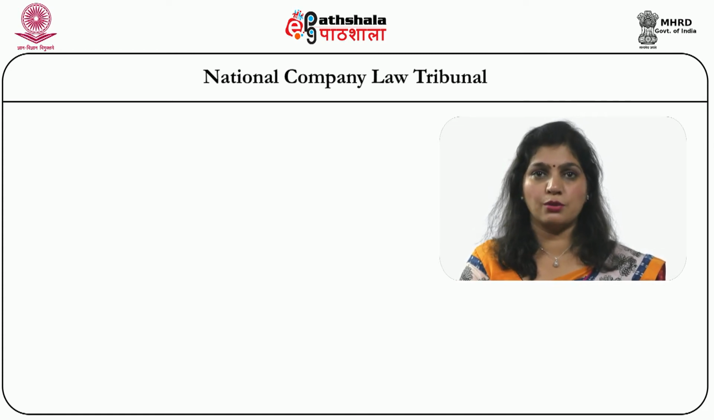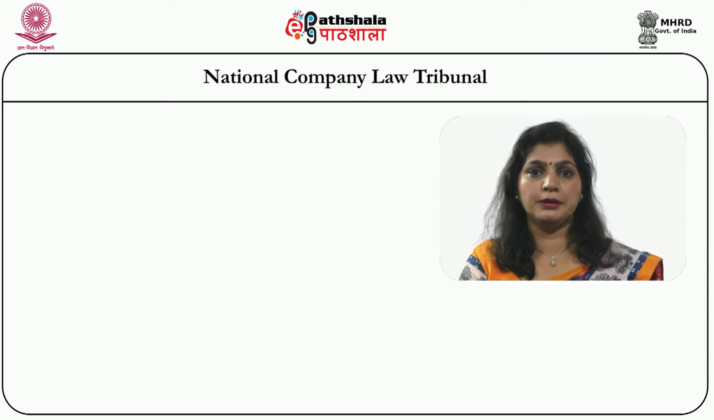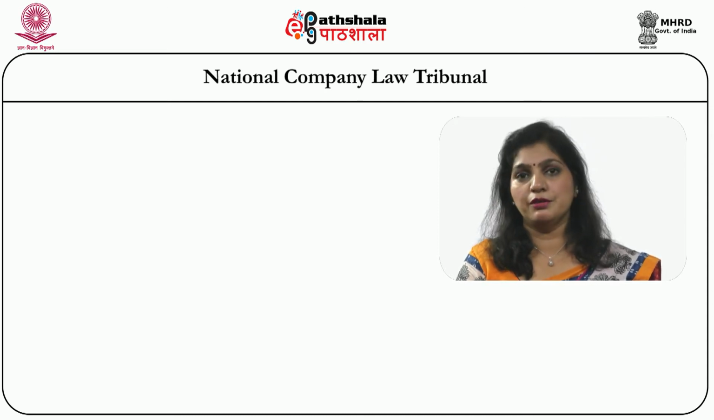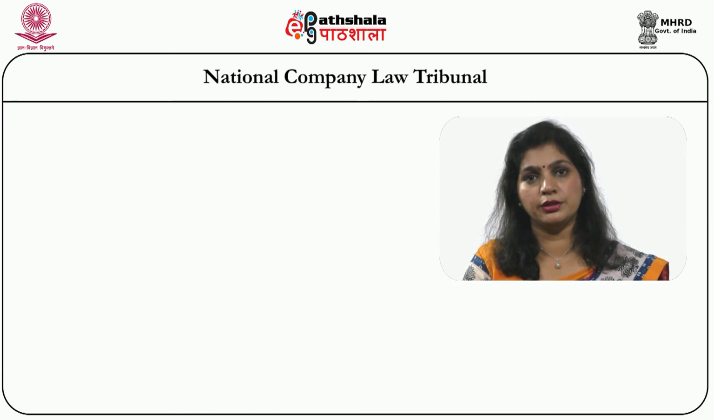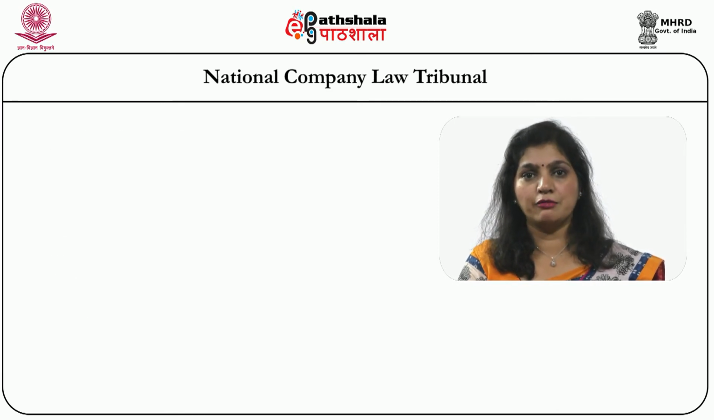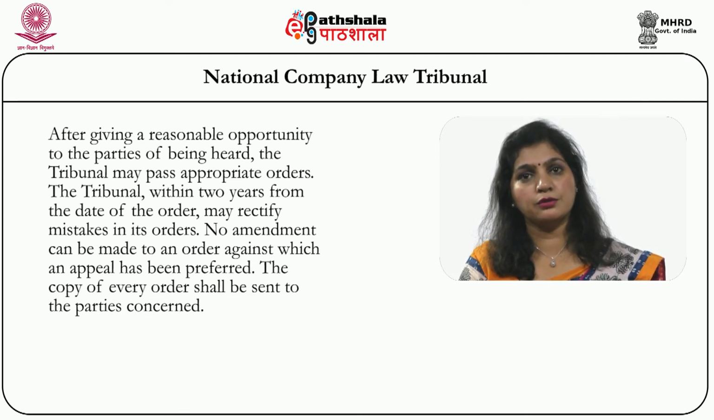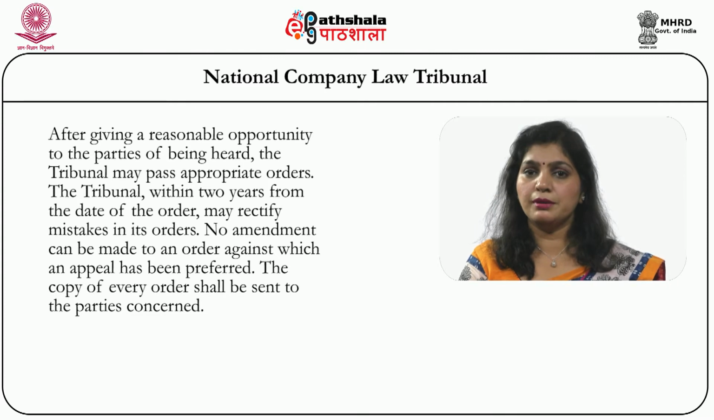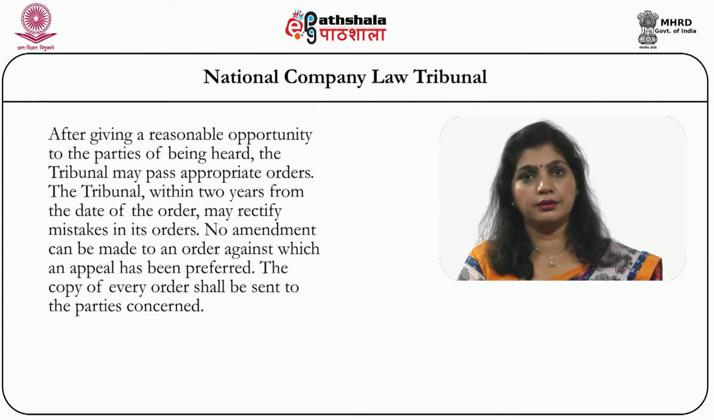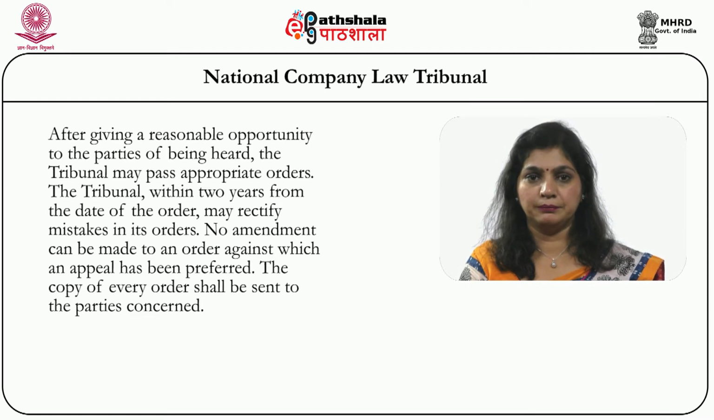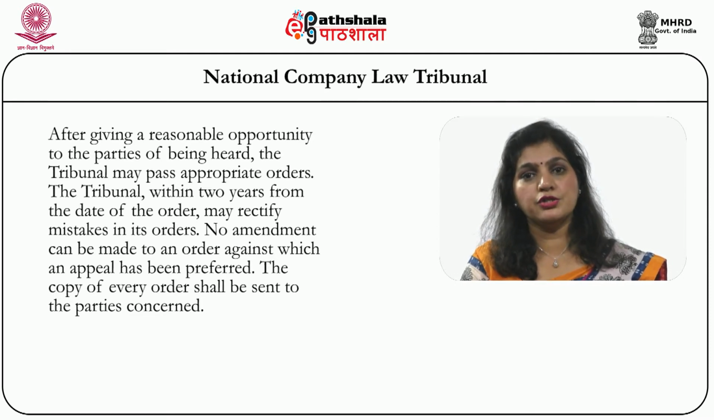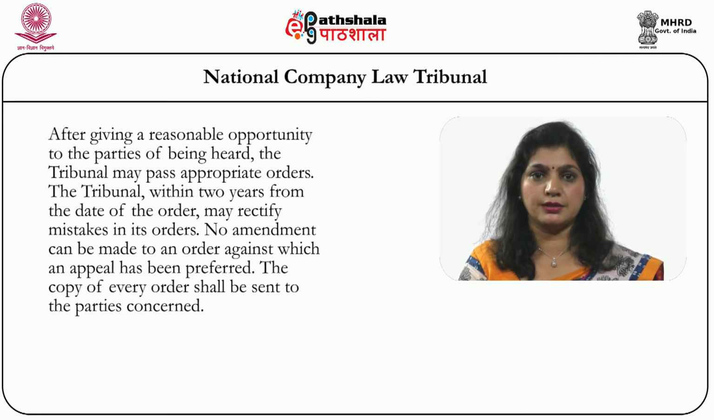Now it's time to discuss orders of the tribunal and how the appeal can be filed. The provisions which are necessary here are sections 420 to 423. After giving a reasonable opportunity of being heard to the parties, the tribunal may pass appropriate orders. The tribunal, within 2 years from the date of the order, may rectify mistakes in its orders. No amendment, however, can be made to an order against which an appeal has been preferred. The copy of every order shall be sent to the concerned parties.